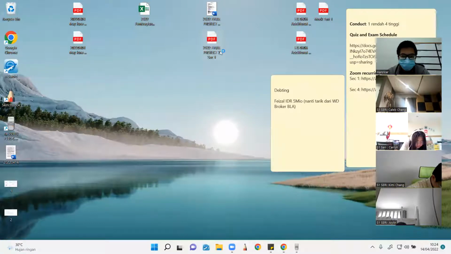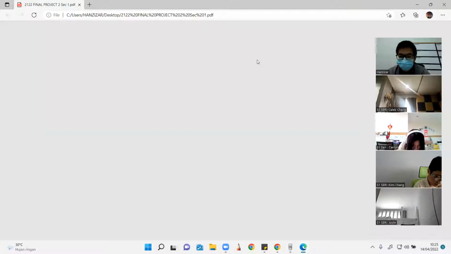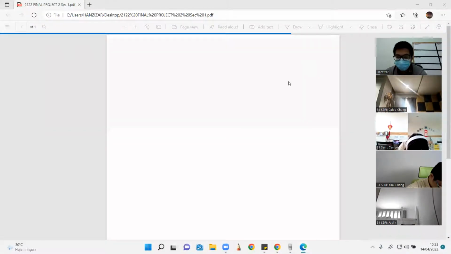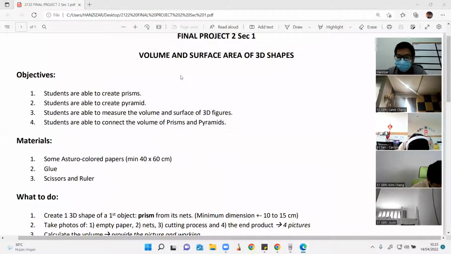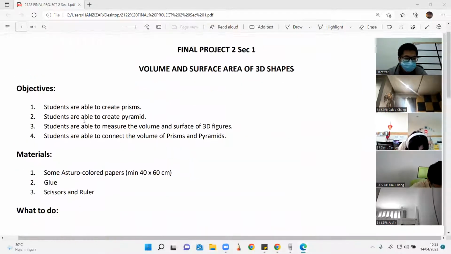So what are we going to do right now? What I'm going to do right now is explain the topic. I will share the screen and open the file, the final project. What we are going to do now is make two shapes: first the prism and second the pyramid, as I already told you previously. So what is the objective?